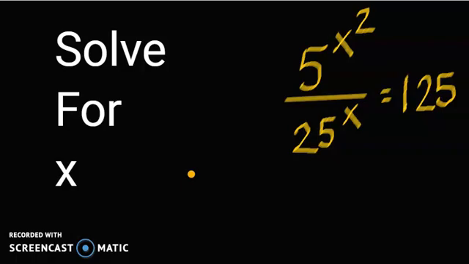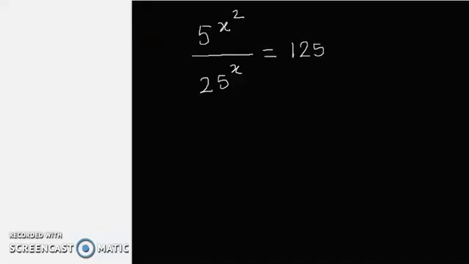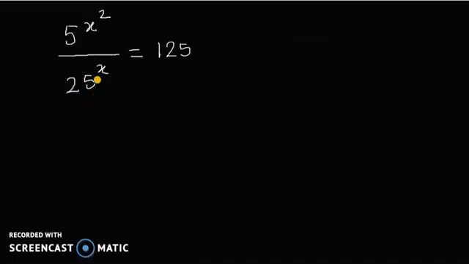Today's question, as you can see, is solve for x. The question is 5 raised to power x raised to power 2 divided by 25 raised to power x is 125. So let us proceed to solve this question. As you can see, I have written the question here.